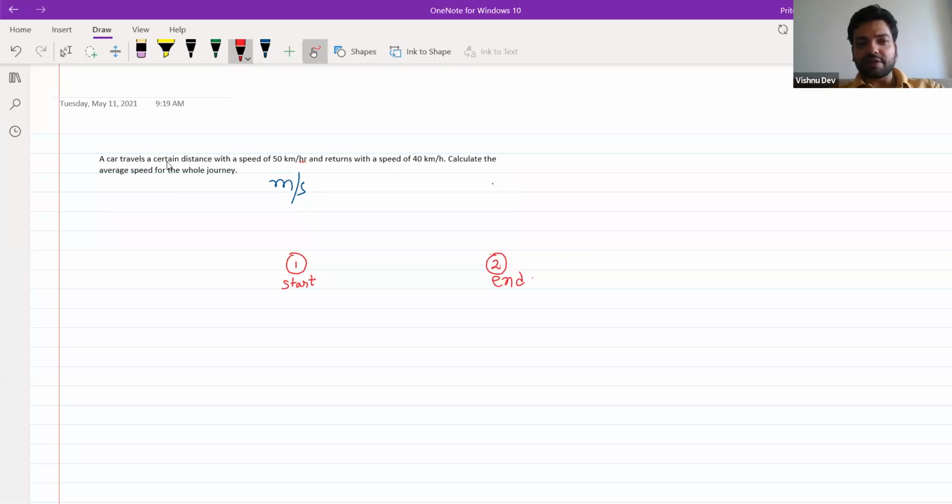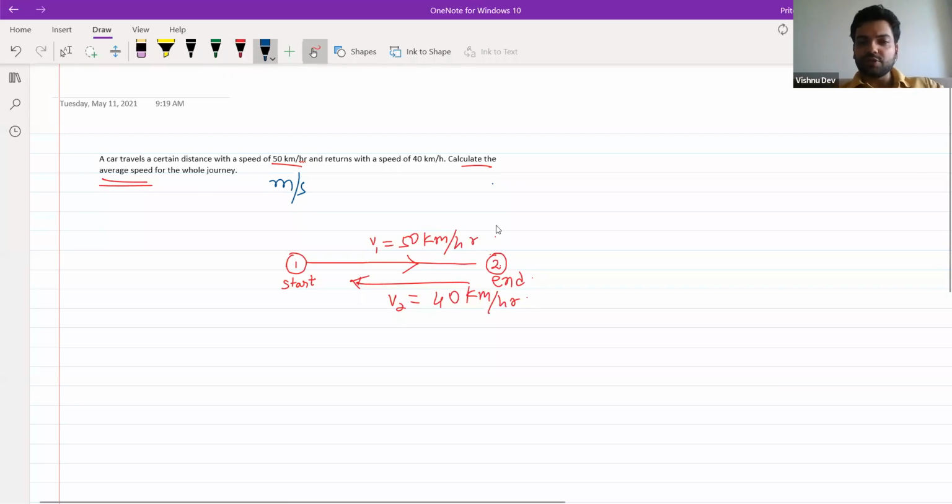It's written that the car travels a certain distance with a speed of 50. Let us say from 1 to 2 it goes with a speed, let's take it as v1, 50 kilometers per hour, and it returns with a speed of 40 kilometers per hour. So you have to find the average speed. We should just use the expression of average speed. So what is average speed?